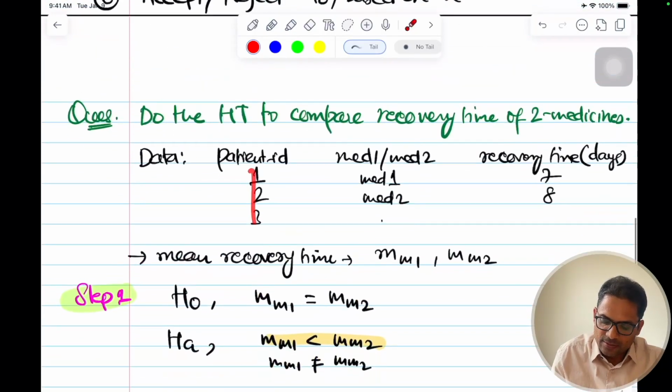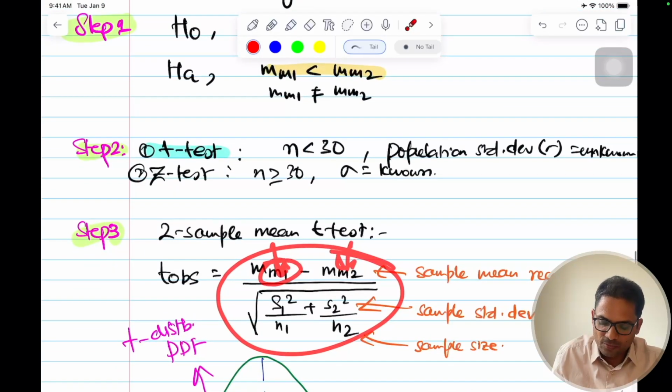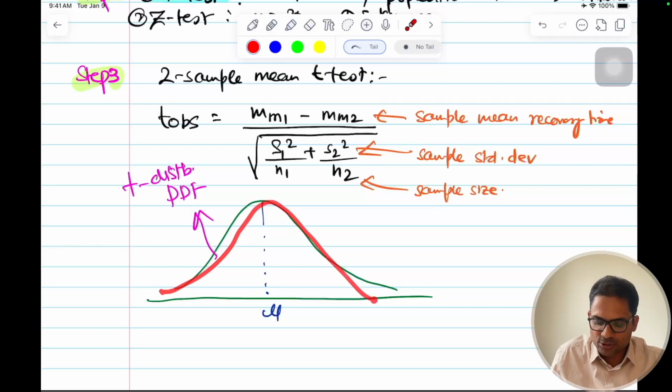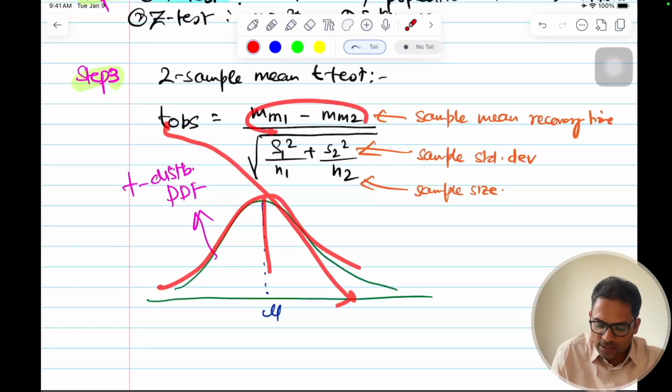I have the sample. From all this data I can compute the mean for m1 and m2. I will have the standard deviation for both, and n1 and n2 are the sample sizes. I have all these values. I can calculate the t observed from this simply. Okay, and I know that this is a t distribution. I can find out the t distribution for the given data, and from there I'll find out where t observed is on this. Whether both are equal, then this will be close to 0, or whether there is a lot of difference and they are close to the tail somewhere here.